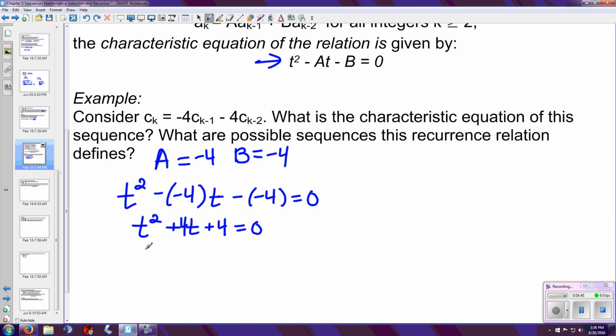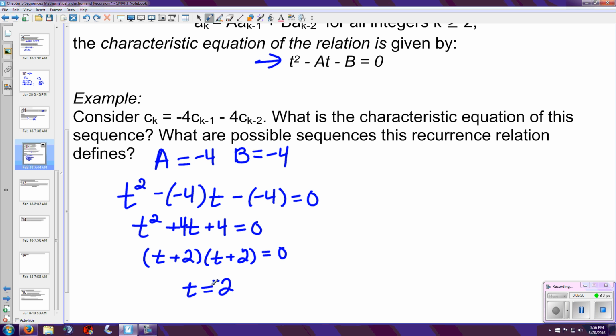Well, in order to figure that out, we first need to deal with what's going on here. Let's go ahead and factor this out and find the roots of this polynomial. Essentially, the roots of the characteristic polynomial give us possible sequences, in other words, possible ways that we can generate the sequence. So if we factor this, we have t plus 2 times t plus 2. Let's see, multiplies to 4, adds to 4, we're good to go. So that means that t has to equal -2.